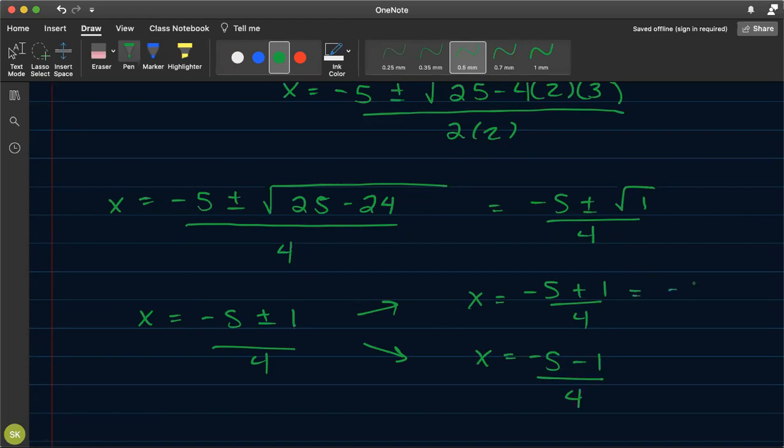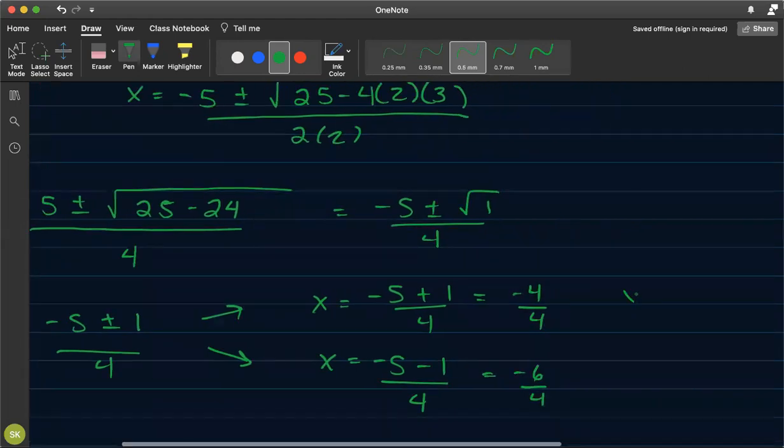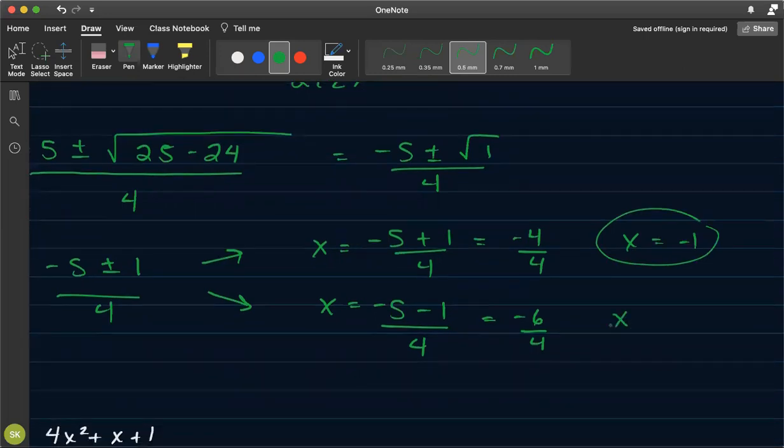-5 plus 1 over 4 is -4 over 4. And the one on the bottom is -6 over 4. So -4 over 4 is just -1. That's our first solution. And then this one is x is equal to, we can divide the top and the bottom by 2. So those are our 2 answers.